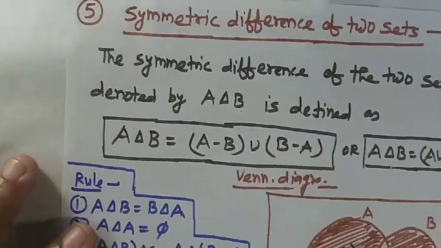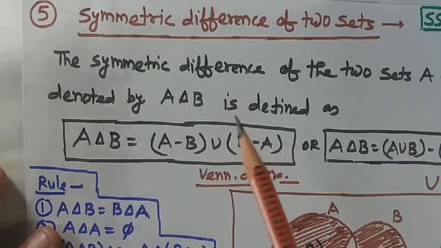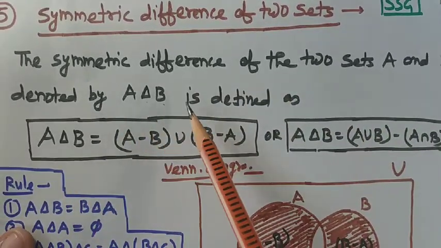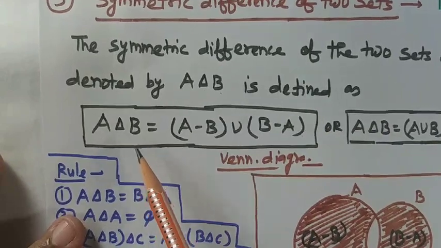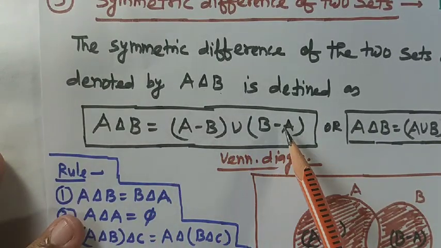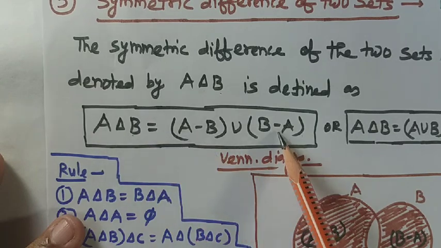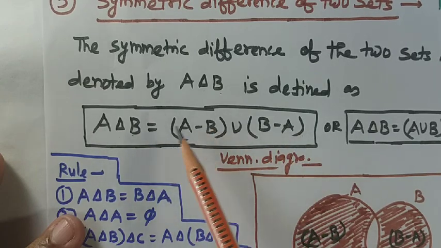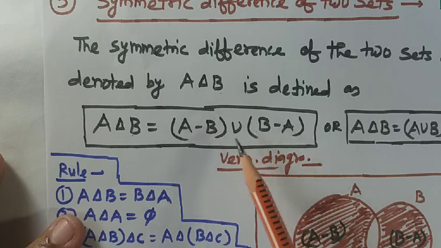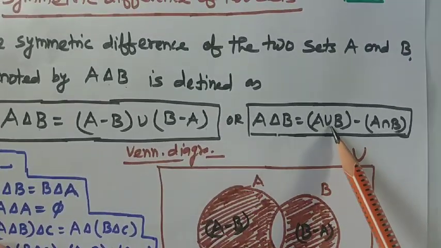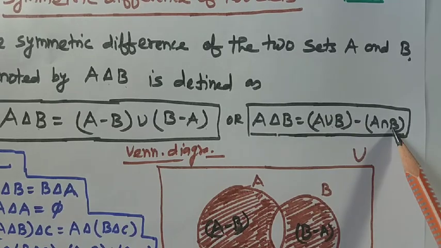Then symmetrical difference of two sets. The symmetrical difference of the two sets A and B, denoted by A del B, is defined as A del B equals A minus B union B minus A. So the symmetrical difference is defined as the difference from A to B and B to A, and then we take the union between them. Similarly, it is also A union B minus A intersection B.